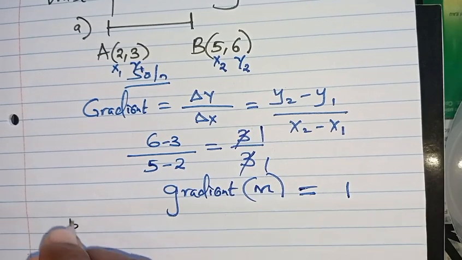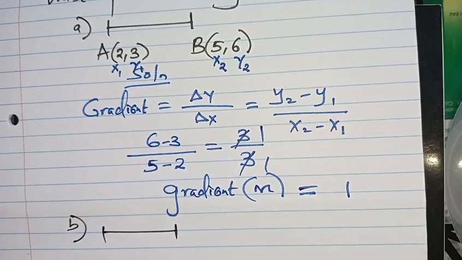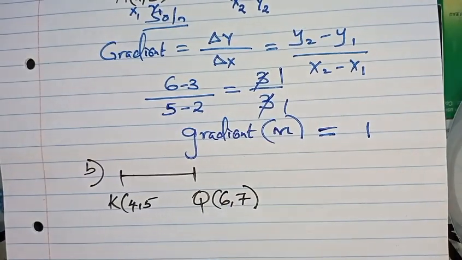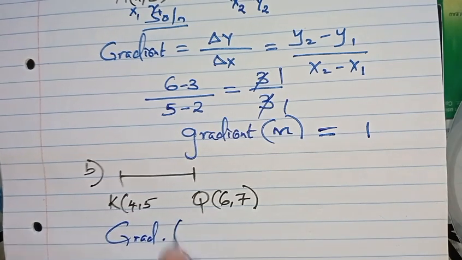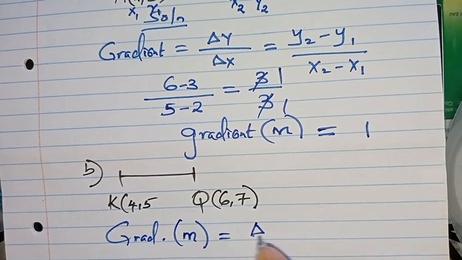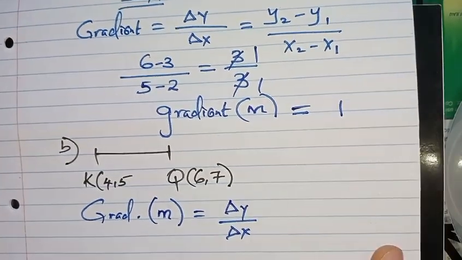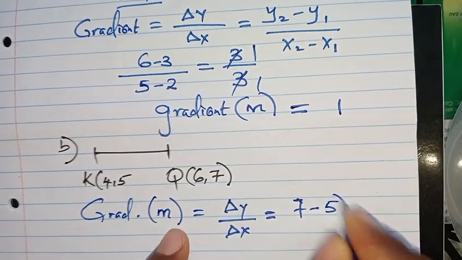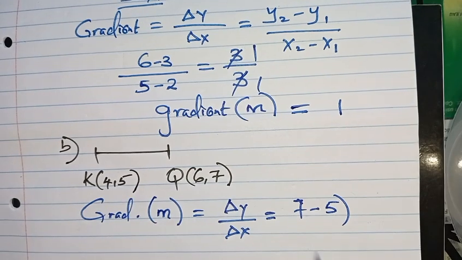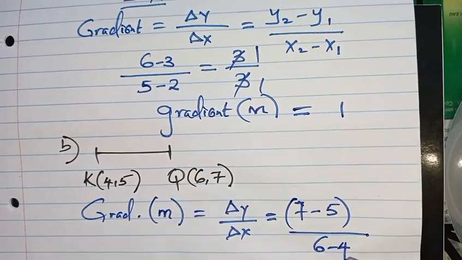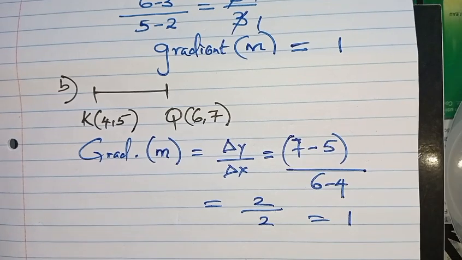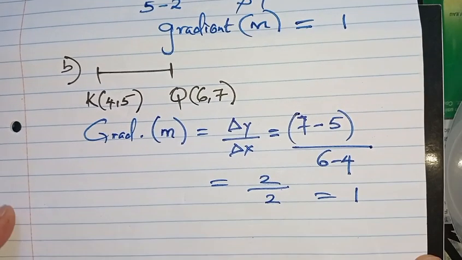Second line, we have a line, again with two points, K and Q. K is (4,5) and Q is (6,7). So again, gradient, or what we are calling small m, will be delta y over delta x, or change in y over change in x, which is equal to 7 minus 5 over 6 minus 4. Again, 7 minus 5 is 2, and 6 minus 4 is 2. Gradient again is 1. There are no units for gradient. You just write 1. Your gradient for that line is 1.